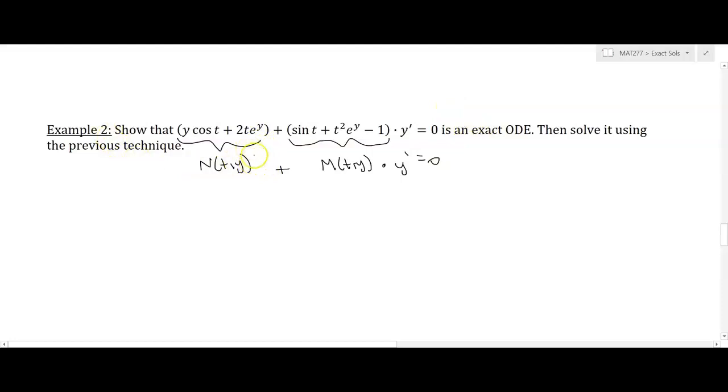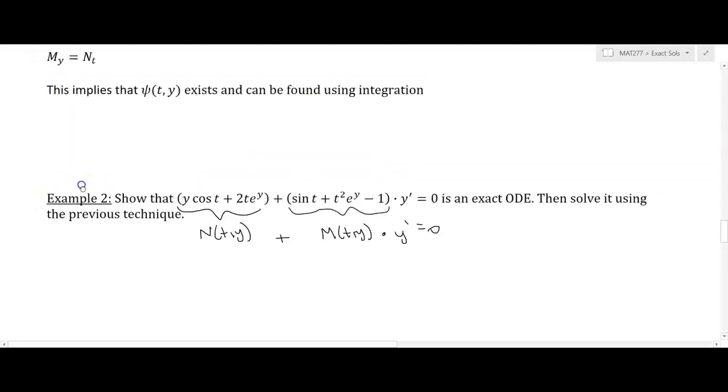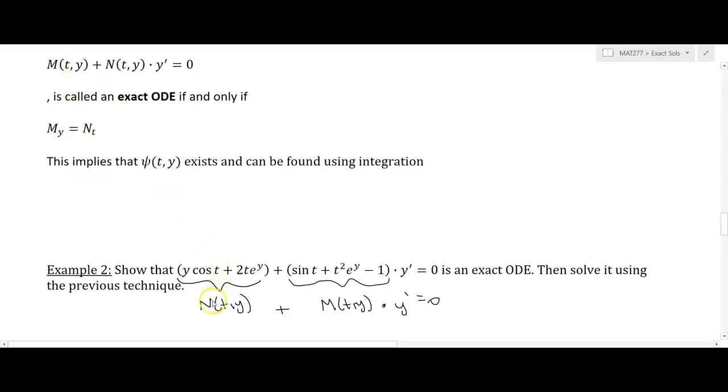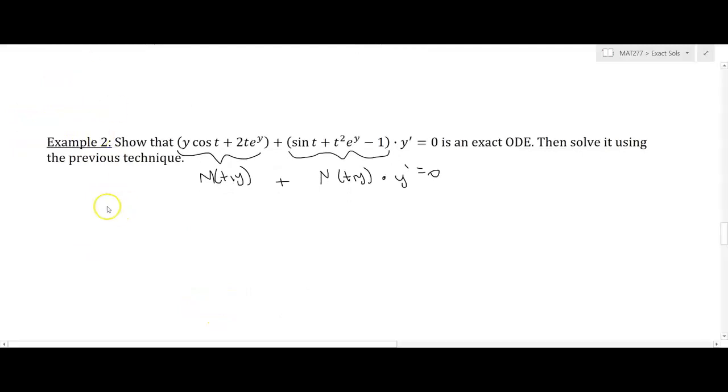So what do I have to do? Well, this is already the derivative of some function with respect to... no, I have these backwards. This should be M right here, and this guy should be N. Okay, so this function we're claiming is already the derivative of some function with respect to t. Now we just need to check its derivative with respect to y.